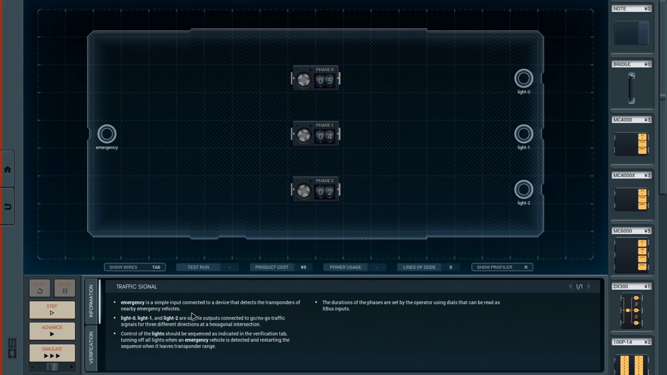Emergency is a simple input connected to a device that detects the transponders of nearby emergency vehicles. Light 0, Light 1, and Light 2 are simple outputs connected to go, no-go traffic signals for 3 different directions at a hexagonal intersection. Okay. Control of the lights should be sequenced as indicated in the verification tab, turning off all lights when an emergency vehicle is detected and restarting the sequence when it leaves transponder range. The durations of the phases are set by the operator using dials that can be read as X bus inputs.